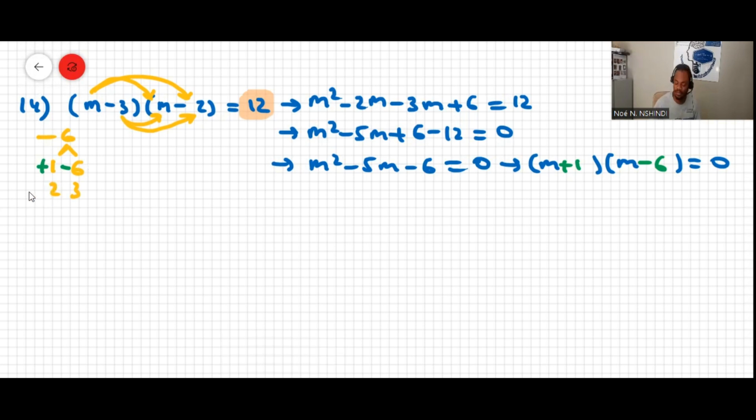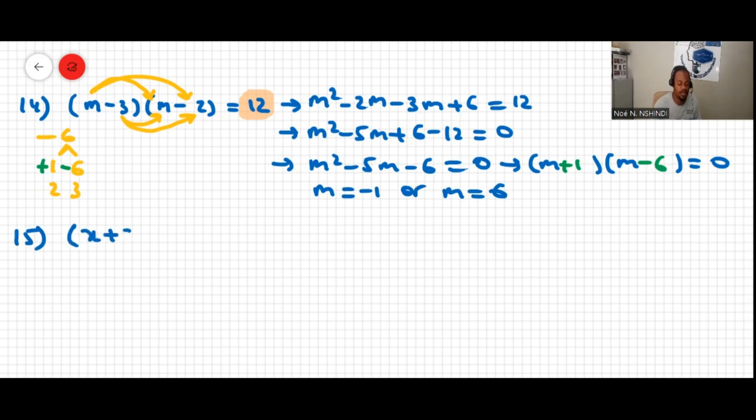Because of course, -2 and -3 will make -5, but the product will not be -6. The product will be +6. So this is not a good example. So we take +1 and -6. Then this means m equals -1 or m equals 6. That was question 14.